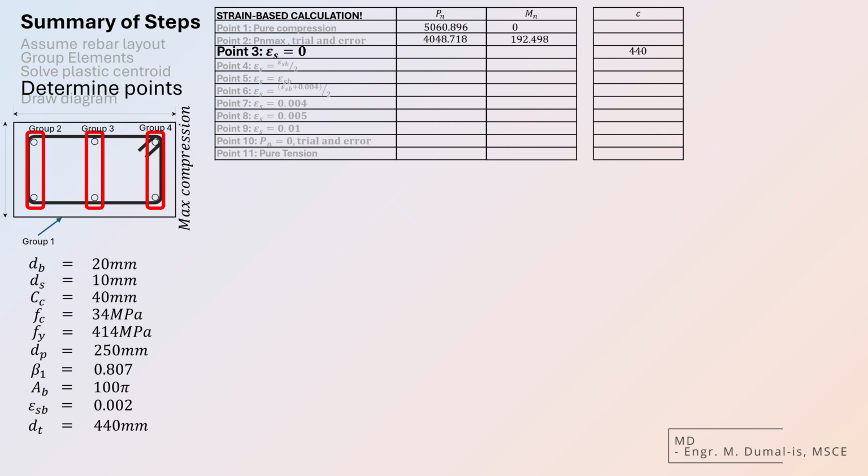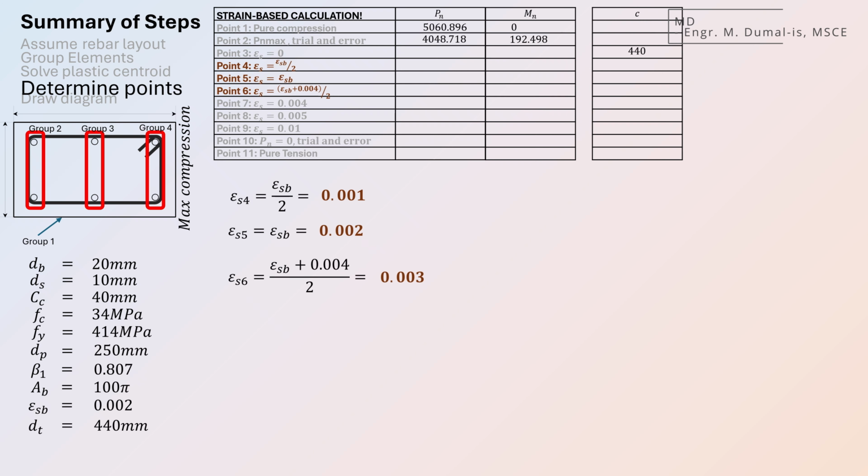We now add an extra column to our table to store the values of C. This is where we'll place all the computed C values for points 3 to 9. Let's proceed to solve the steel strain values for points 4, 5, and 6. Each of these has a defined strain value which we'll use to compute C. Once we've solved the steel strains, we can now proceed to compute the corresponding C values for points 4 through 9.